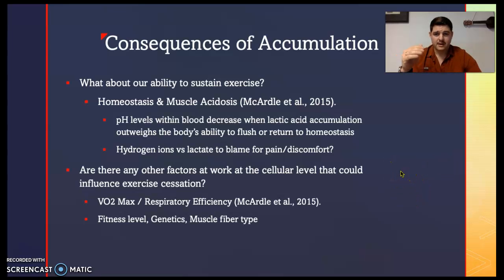Other factors. So again, it comes down to the efficiency of the flushing system itself, VO2 max, and respiratory efficiency. So the body's ability to get in enough oxygen to push that glycogen stores through as energy. So that's another part of it to consider. And again, your fitness level, genetics, and muscle fiber types are really going to affect your body's efficiency and where your blood lactate threshold is and how much lactate you can flush in and out of these systems.